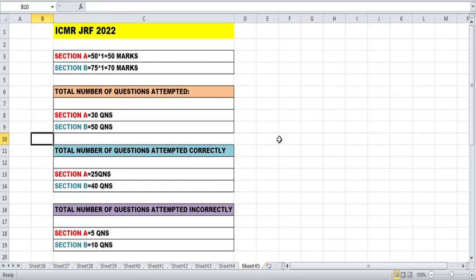In this video, I'm going to share with you a method of calculating a probable score for this ICMR JRF examination. At this point, I think you have both your question paper and answer key with you. Regarding the marks response sheet, in my last video I mentioned an important method of downloading the response sheet for this ICMR JRF examination.